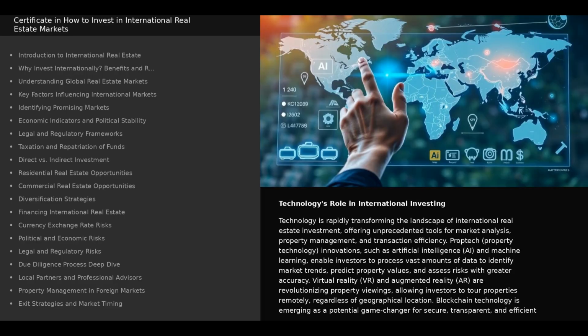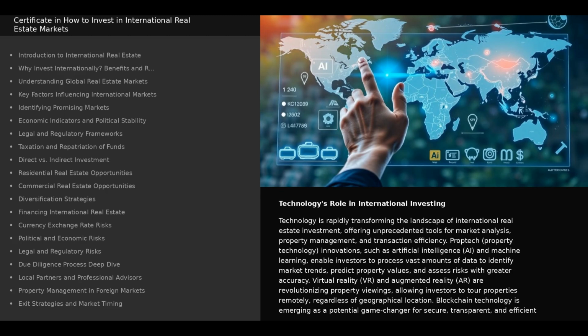Technology's role in international investing. Technology is rapidly transforming the landscape of international real estate investment, offering unprecedented tools for market analysis, property management, and transaction efficiency. PropTech, property technology innovations, such as artificial intelligence, AI, and machine learning, enable investors to process vast amounts of data to identify market trends, predict property values, and assess risks with greater accuracy.